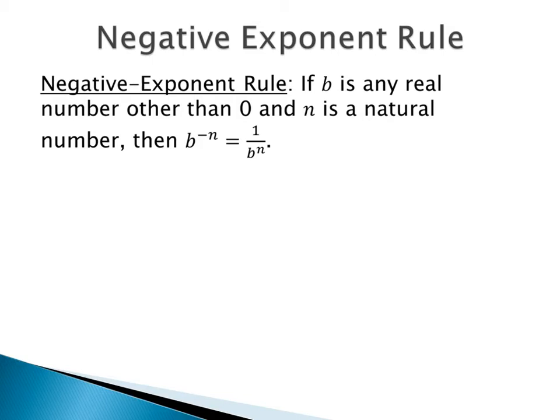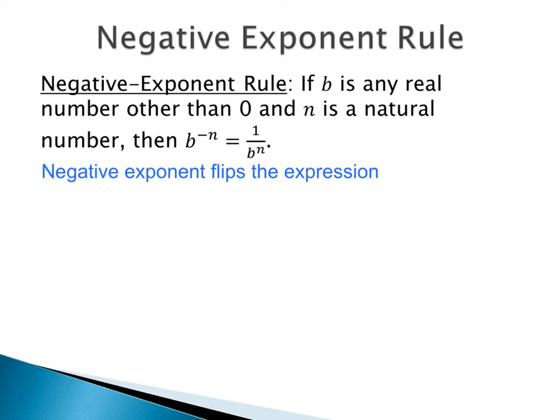Next, we have our negative exponent rule. If b is any real number other than 0 and n is a natural number, then b to the negative n is equal to 1 over b to the n. Essentially, if we have a negative exponent, it's going to flip over. We're going to take the reciprocal, and then that exponent becomes positive. Okay, so a negative exponent, if we already have a whole number part, it's going to be turning into a fraction, and a fraction turns back into a whole number piece. But again, we want to understand why this is.